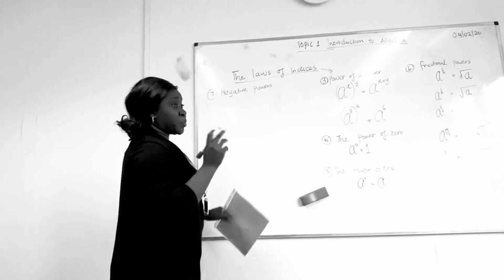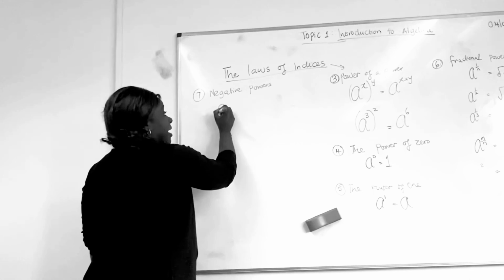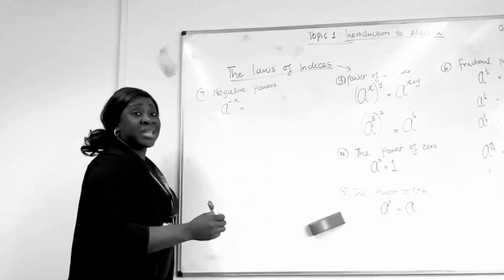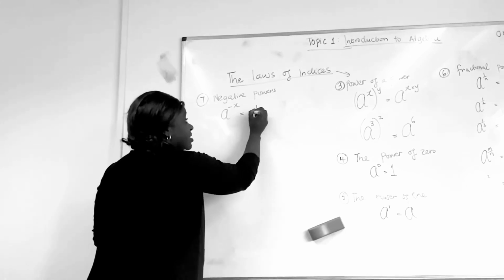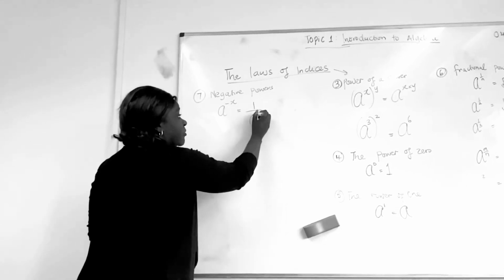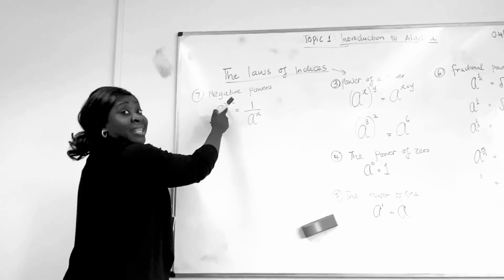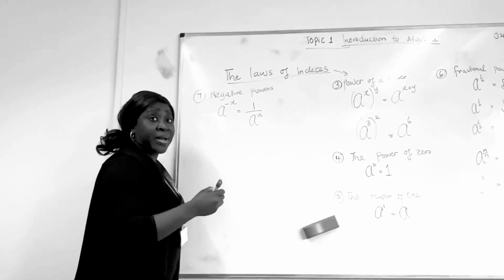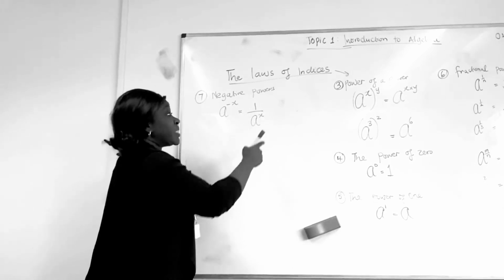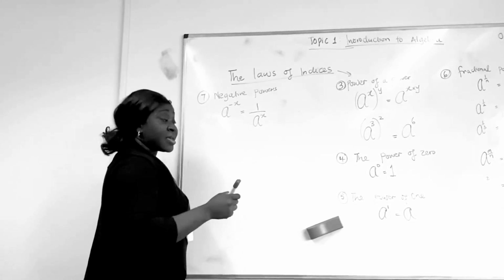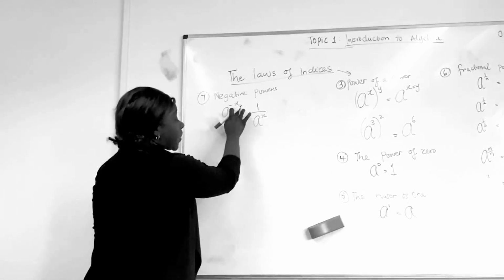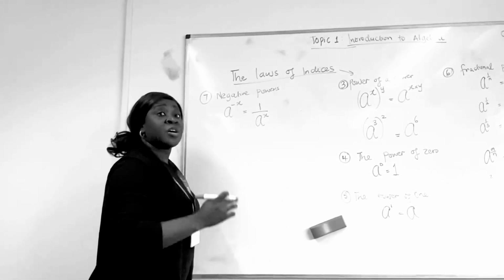Number 7 is to do with negative powers. So if you have a negative power like a to the power minus x, that will be the same thing as the reciprocal of a positive power. You're going to take that negative off and flip it, and that will be 1 over the positive power. It's just one of the rules of indices that you have to try and remember all the time. If you have a negative power, it's equal to the reciprocal of a positive power.